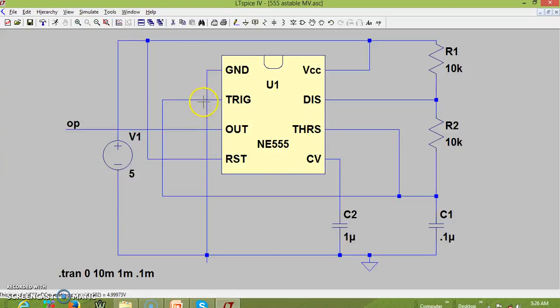And we have the trigger and the threshold shorted and connected to this junction of the capacitor, and this is your discharge pin, which is connected to VCC.